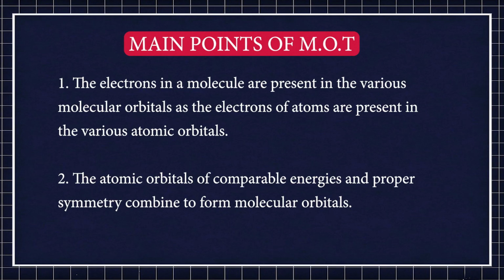The molecular orbital theory states that atomic orbitals of each atom tend to combine together and form molecular orbitals. The main points of this theory are: first, the electrons in a molecule are present in the various molecular orbitals as the electrons of atoms are present in the various atomic orbitals. Second, the atomic orbitals of comparable energies and proper symmetry combine to form molecular orbitals.